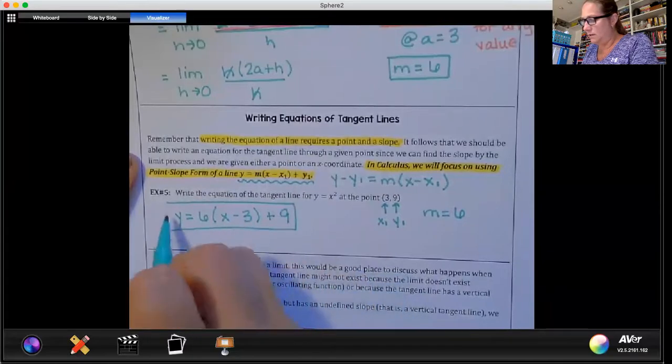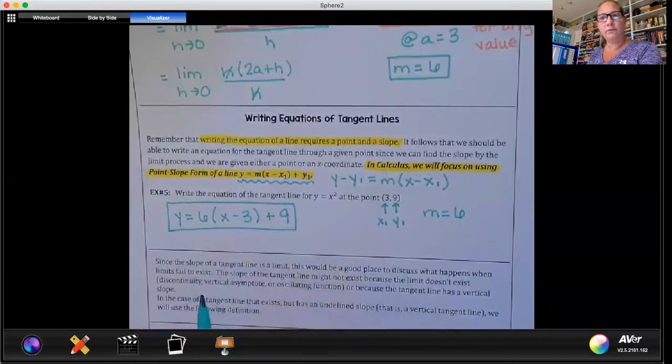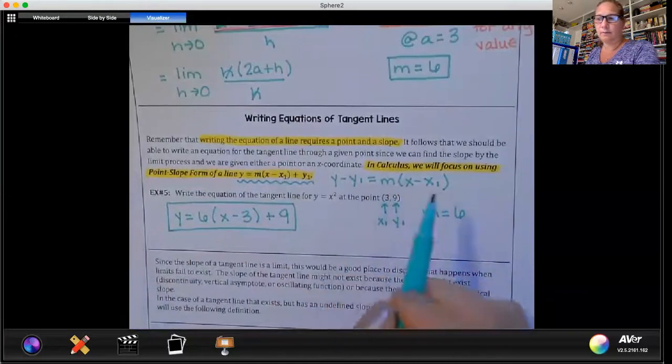Keep in mind when you take your AP exam, they're not looking for whether or not you simplified the equation. So if you left it in point slope form, it would be perfectly fine.